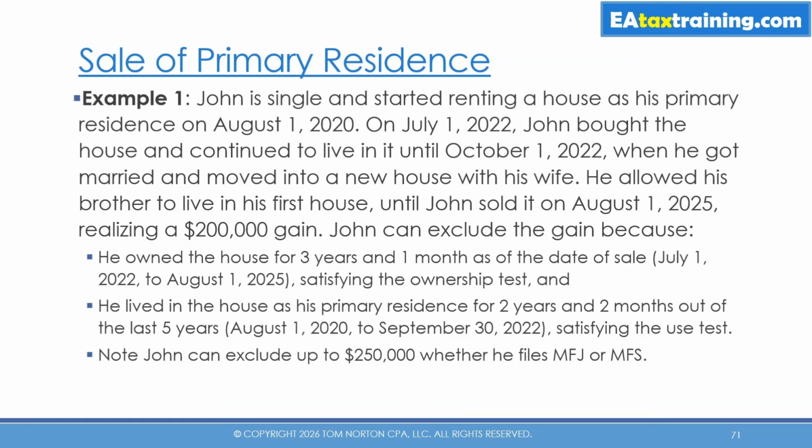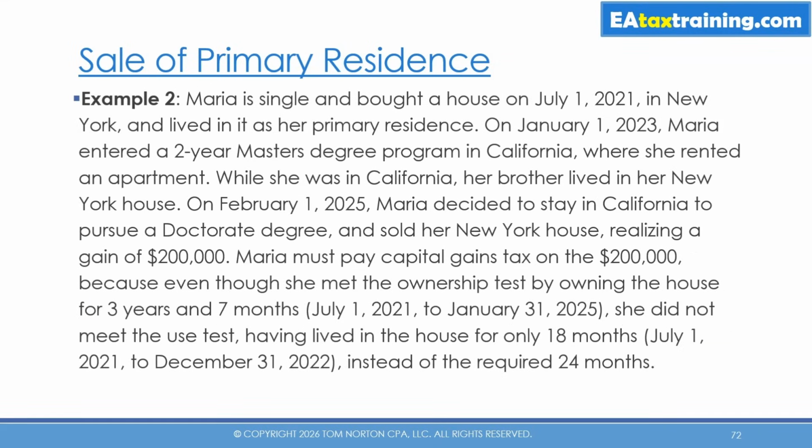Therefore, he would have been maxed out at $250,000. Example 2: Maria is single and bought a house on July 1st of 2021 in New York, and she lived in it as her primary residence. On January 1st of 2023, she entered into a 2-year master's degree program in California where she rented an apartment. While she was out in California, her brother lived in her New York house. On February 1st of 2025, Maria decided to stay in California to pursue a doctorate degree and sold her New York house, realizing a gain of $200,000.